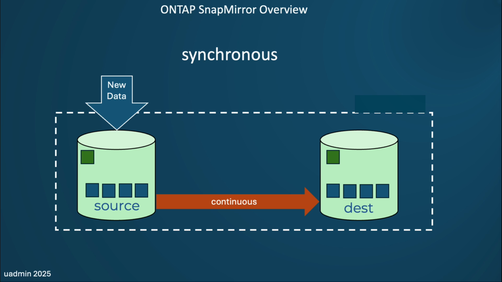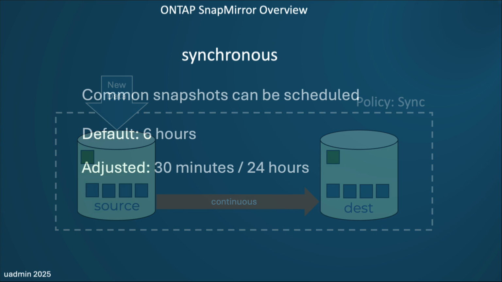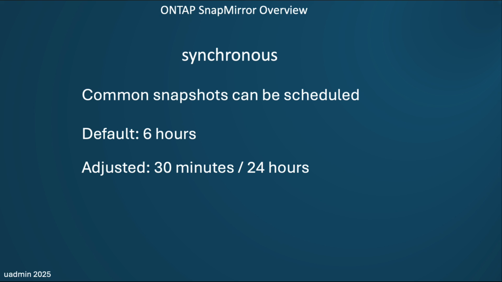So the takeaway is that with synchronous SnapMirror, the replication is not done on the basis of snapshots, because the data is written in parallel. There are some snapshots, however, but they are only there to make the resync faster after the destination was gone for a while, but now is back. And these snapshots are created every 6 hours by default. But this is adjustable, so you can have a common snapshot created anywhere between 30 minutes and 24 hours.